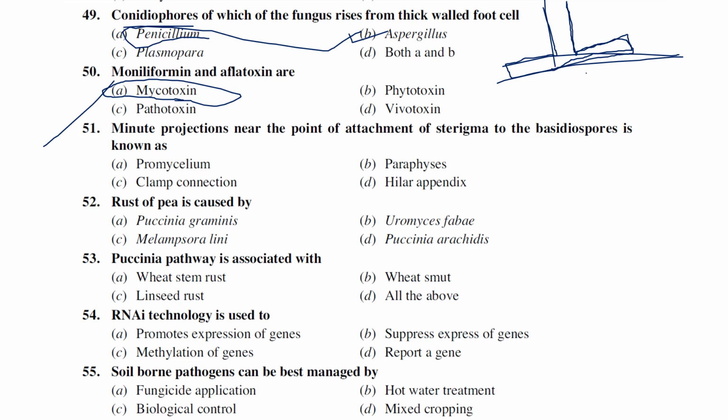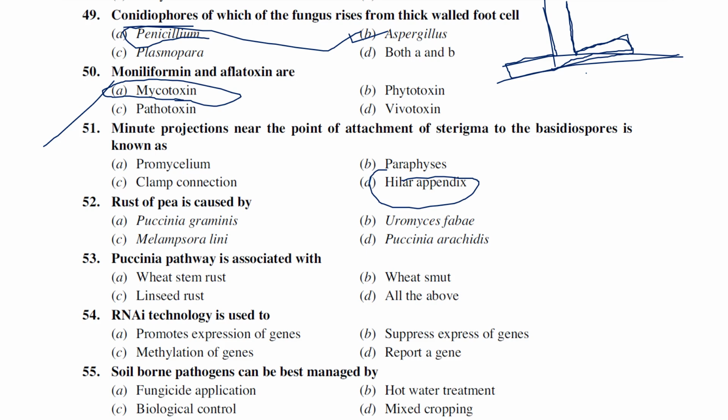The next one is minute projections near the point of attachment of sterigma to the basidiospores are known as promycelium, paraphysis, clamp connection, or hilar appendix. So the hilar appendix is generally the minute projection near the point of attachment of sterigma. So the name of this attachment is known as hilar appendix.